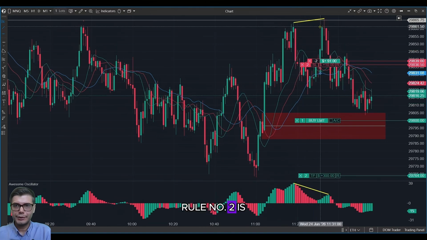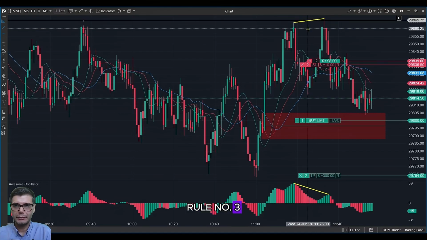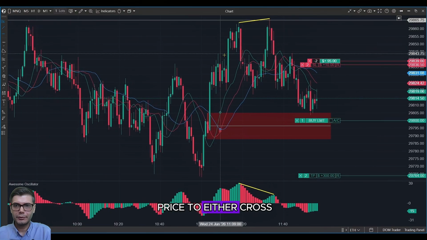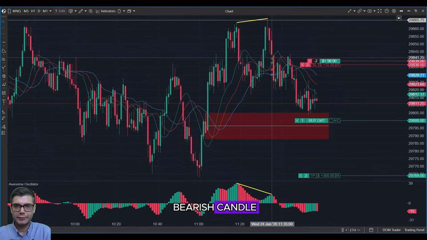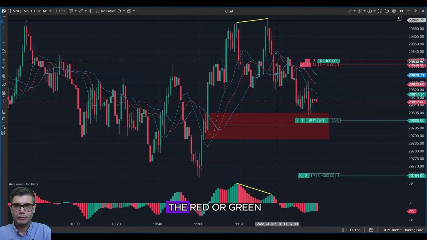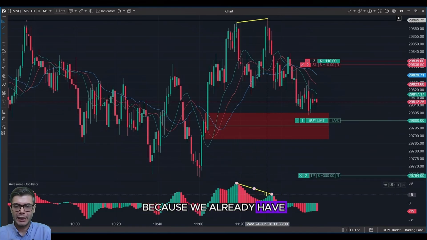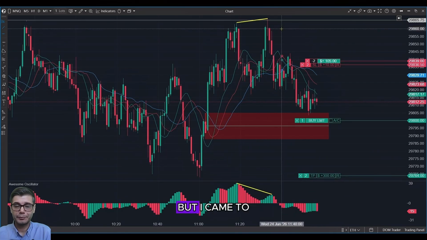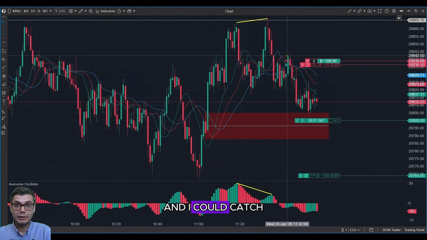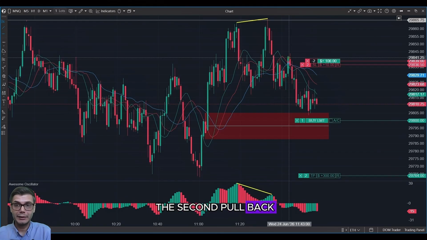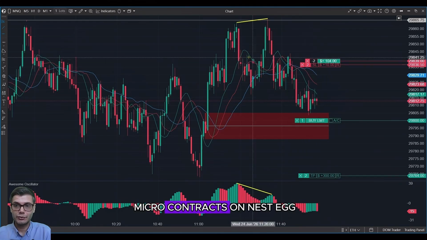Rule number 2 is also check. We have it in here. Rule number 3, we wait for the price to either cross the lips or the teeth line, which occurred on this bearish candle. On a return to the red or green, we can enter a short position because we already have the divergence and the liquidity sweep. But I came to my desk a bit late and I could catch the second pullback to execute 2 micro contracts on Nasdaq.